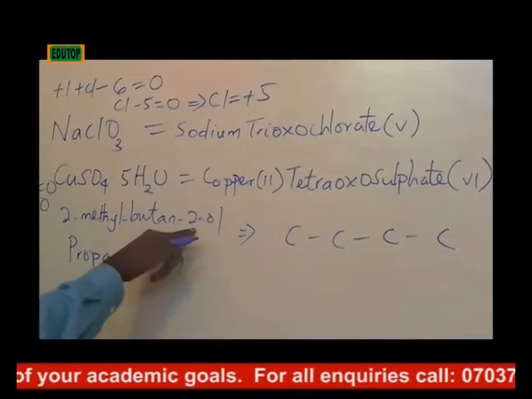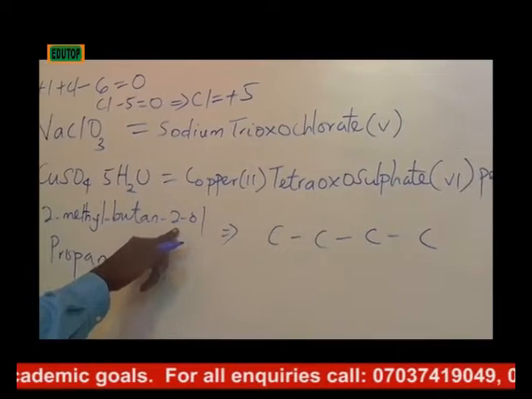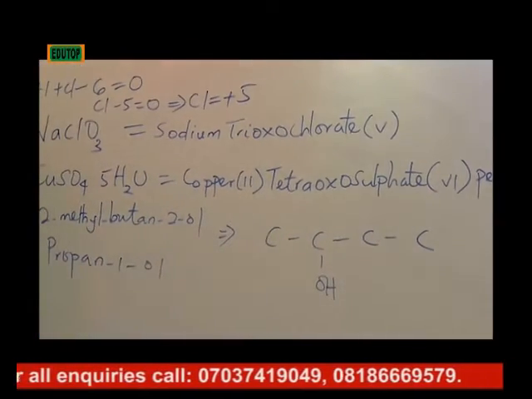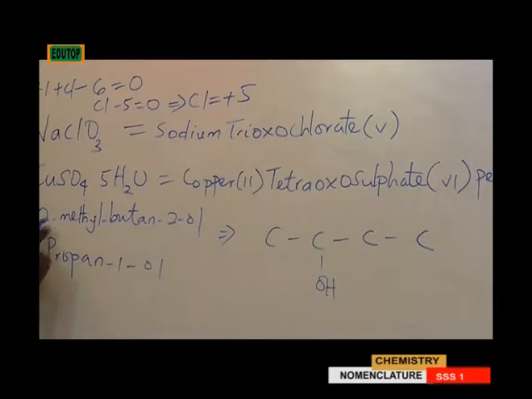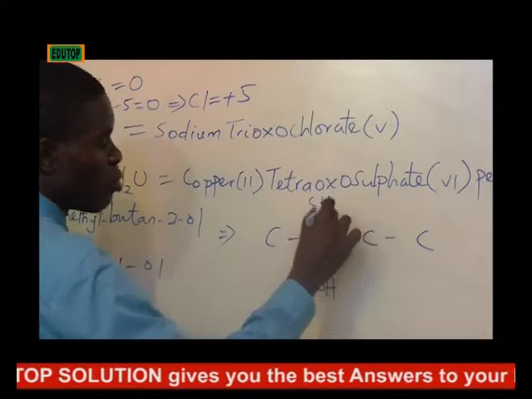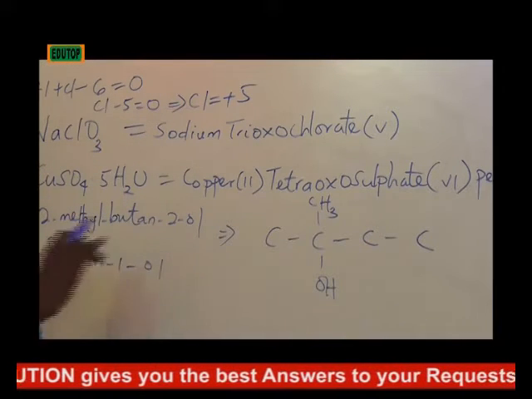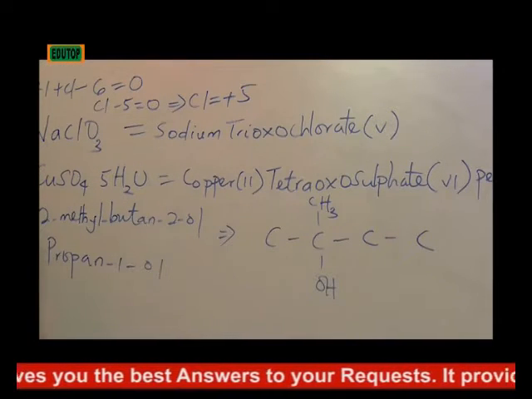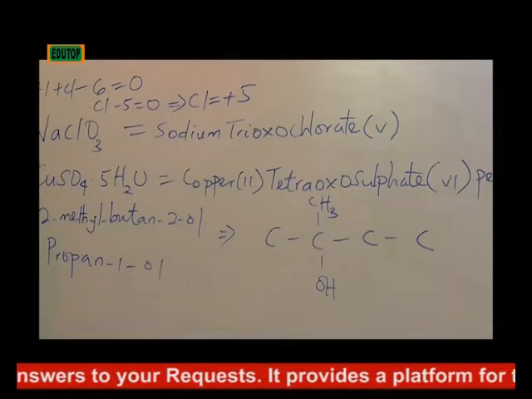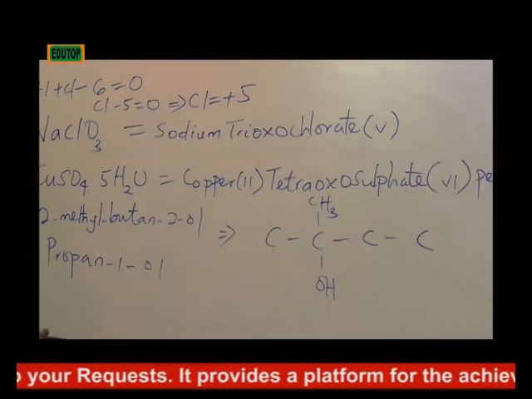2-ol means the hydroxyl group is on carbon 2. You are naming from this side. Then 2-methyl means the methyl group is also on carbon 2. Since you have satisfied the substituents, you can balance the other atoms that will be surrounding the carbon.